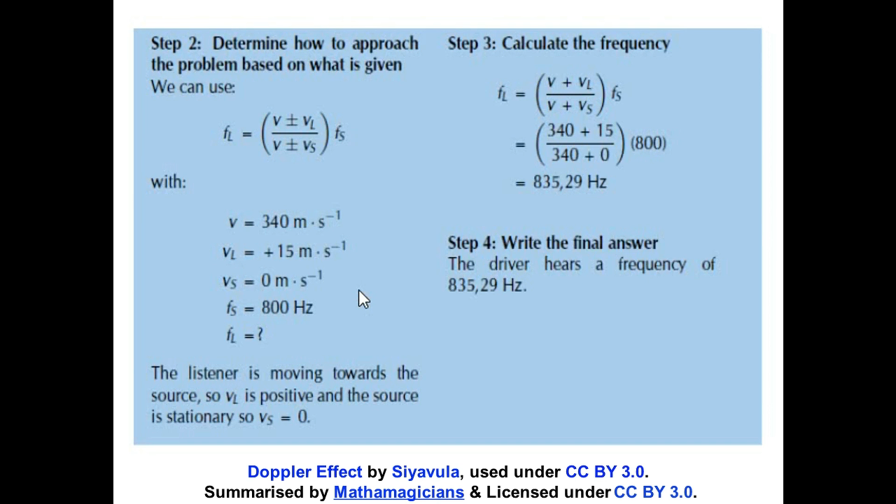So we've looked at two examples. We've looked at case 1 with a moving source and a stationary observer, and case 2 when we have a moving observer and a stationary source. I think we're ready to go and attempt a question on our own. So let's have a look here.